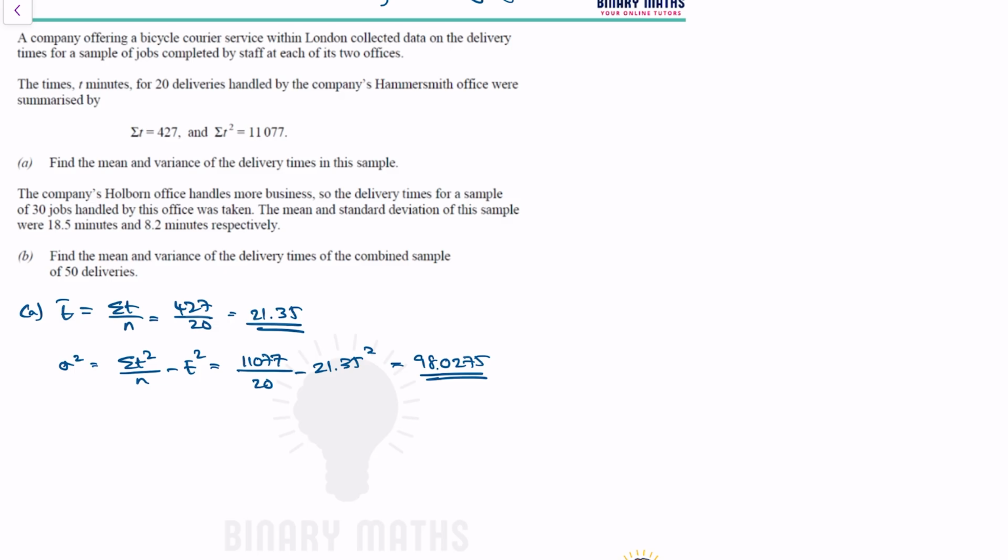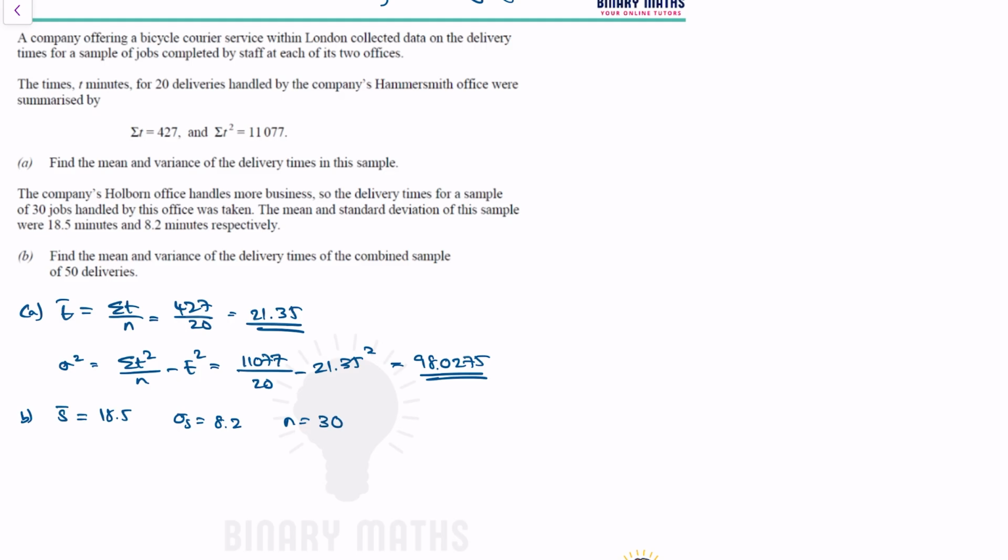The company's Holborn office handles more business, so the delivery times for a sample of 30 jobs handled by this office was taken. The mean and the standard deviation of this sample were 18.5 and 8.2 respectively. Find the mean and variance of the delivery time of the combined sample of 50. So now we have, let's call it S. So S bar is equal to 18.5. And we have sigma of S is equal to 8.2. N is equal to 30.